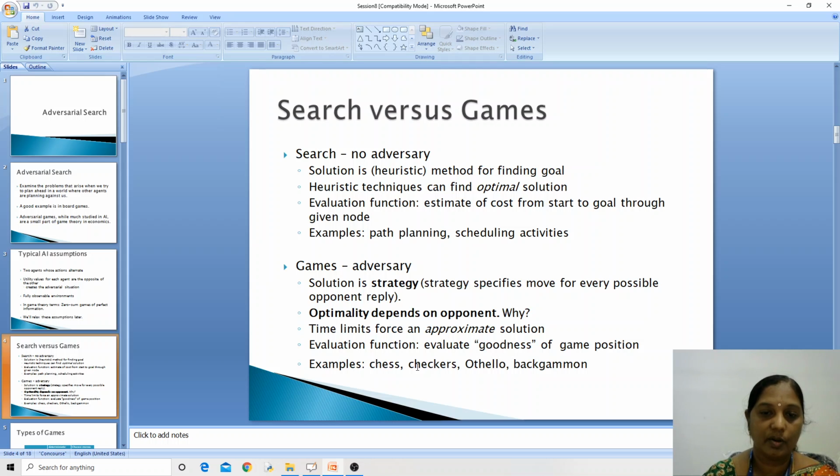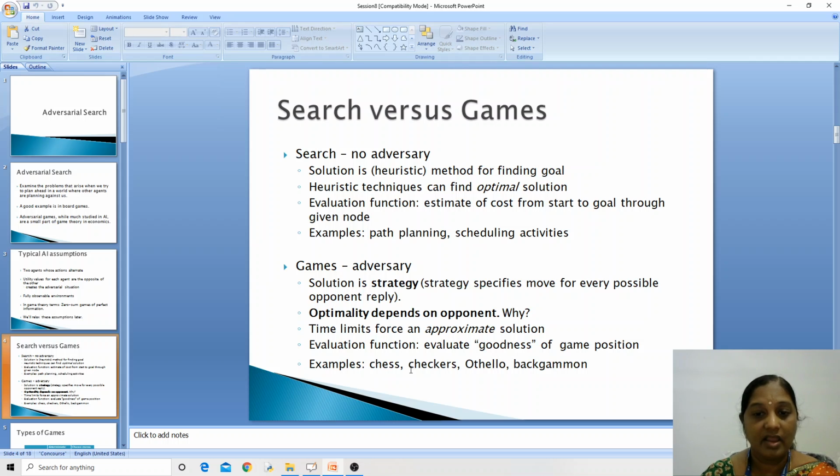For example, you are playing a chess game. How your decision will be depends upon the opponent. If the opponent starts his move, then based upon the opponent's move, you are going to take the decision. Time limits force an approximate solution, and the time limit is also a constraint. They will keep on playing the game.